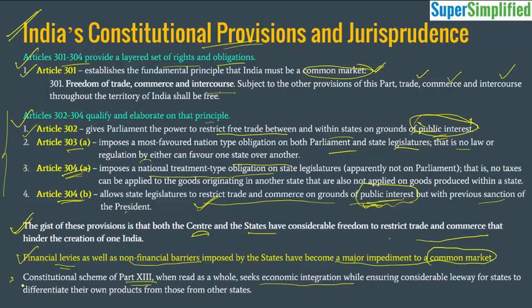So finally, the constitutional scheme of Part 13, when read as a whole, seeks economic integration while ensuring considerable leeway for the states to differentiate their own products from the other states. So finally, the objective is to create a common market, because the constitution itself says that there is a freedom of trade, commerce and intercourse, but there are some provisions which are actually conflicting with this goal.